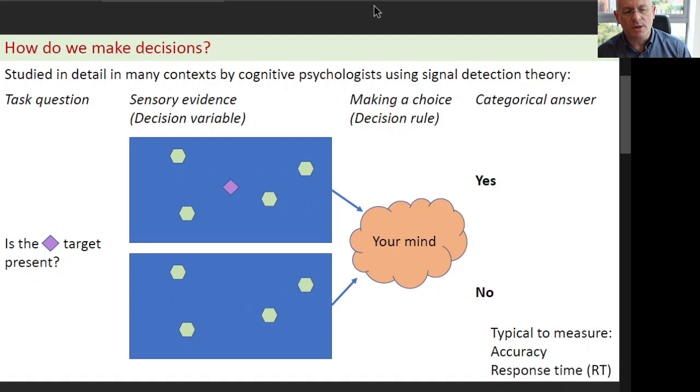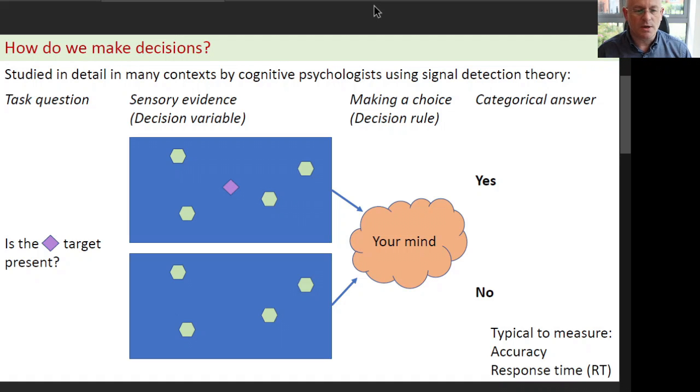So here's a very simple example. We have a task question, which is a target. Here it's a diamond present in either of these two visualizations. There's then the visualization, which forms the sensory evidence for whether or not that target's present. And that's perceived and thought about by your mind, which then comes to a decision about the target being present, yes or no, and generates a categorical answer for you on which you can either use as knowledge or take action from. Typically what we'll do is measure the accuracy of your response and your response time.